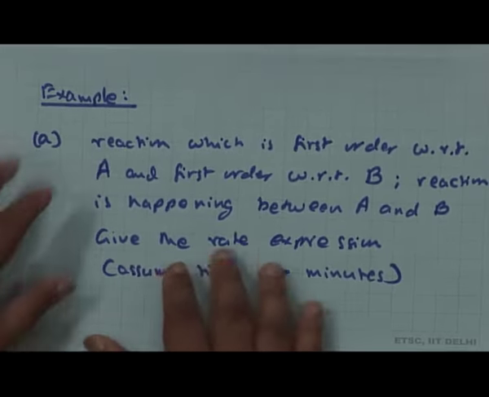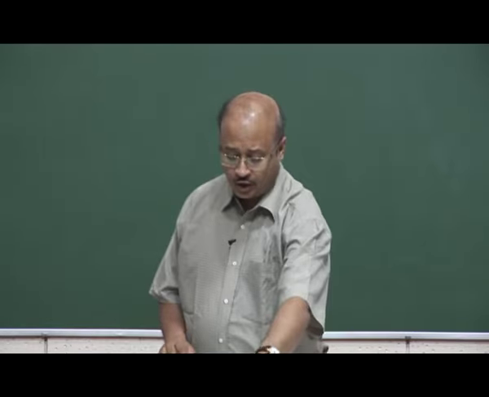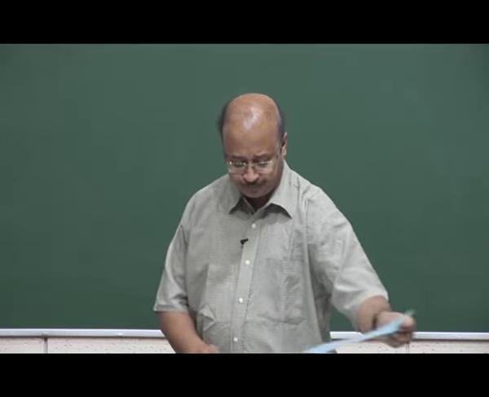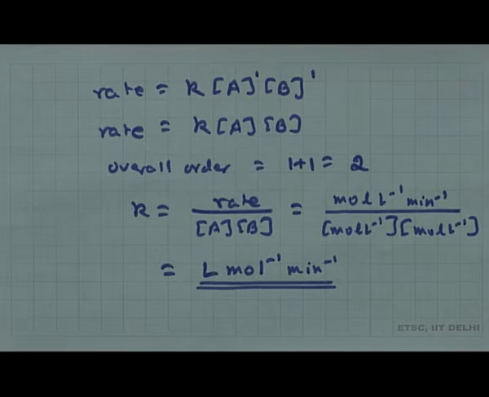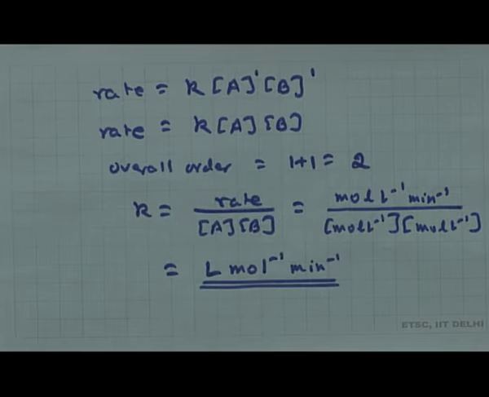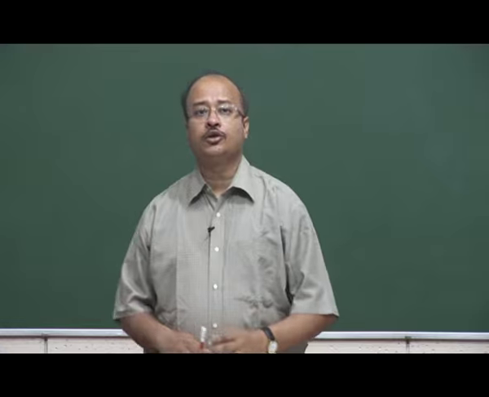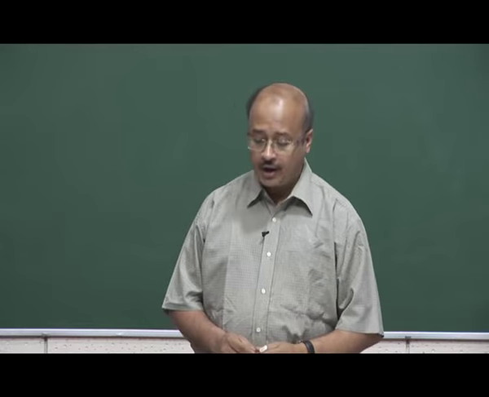This was the last thing we did yesterday, where we saw that, as given in the question, rate is equal to k times the concentration of A raised to the power 1, times the concentration of B raised to the power 1. Then the overall order is 1 plus 1 equal to 2, and then what is the unit of rate constant? The unit of rate constant turns out to be the unit of rate over the unit of the concentration of A times the unit of the concentration of B, and hence this is what we end up with.